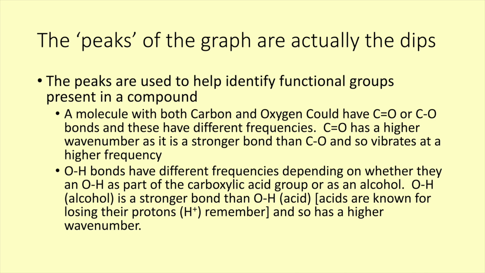Similarly, with our OH bonds, it depends on the environment that they're in. It could be part of a carboxylic acid group, or it could be part of an alcohol. Now, we know our acids like to lose their protons, and that already signifies to us that the OH bond in a carboxylic acid is weaker than the OH group in an alcohol. So our alcohol OH group is a stronger OH bond and therefore has a higher frequency and higher wave number.